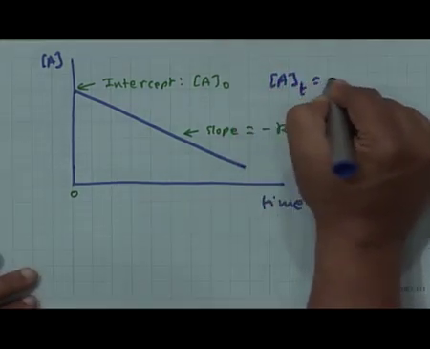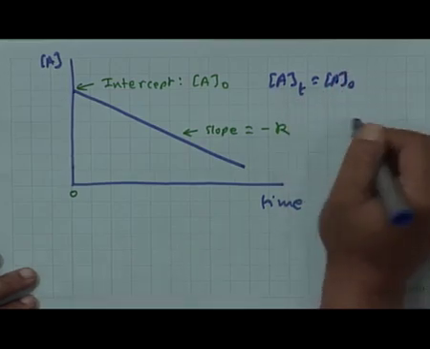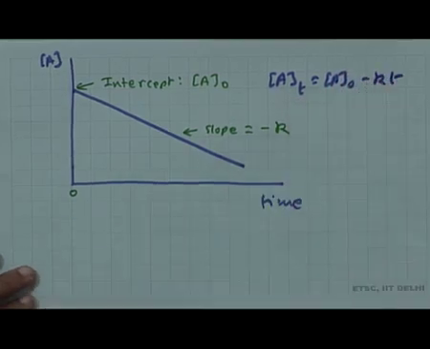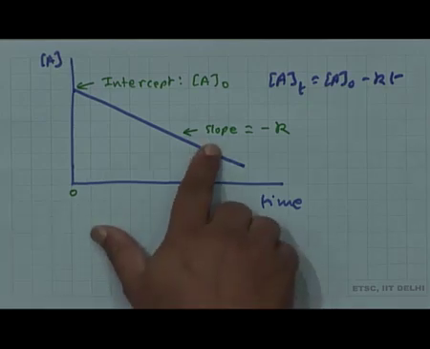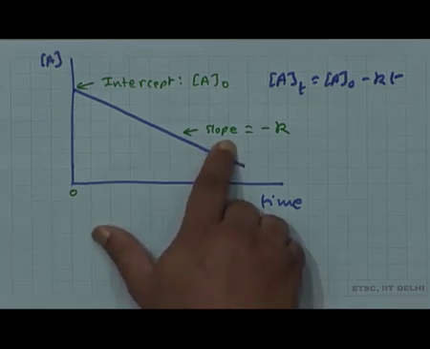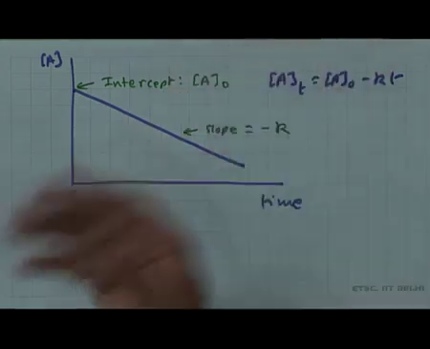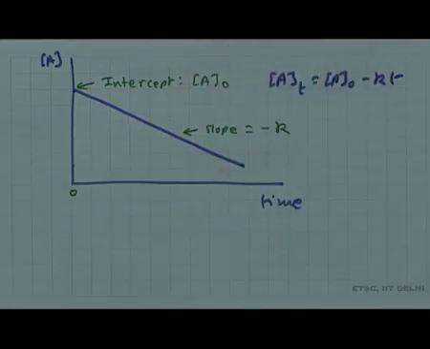A t is equal to A naught minus k t. So, this is the equation I have plotted out here, the equation of a straight line with a negative slope. The negative slope is equal to minus k, and from there I get k. So, I get the rate constant.